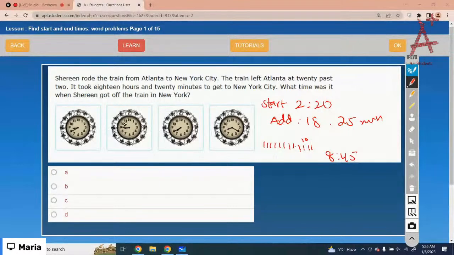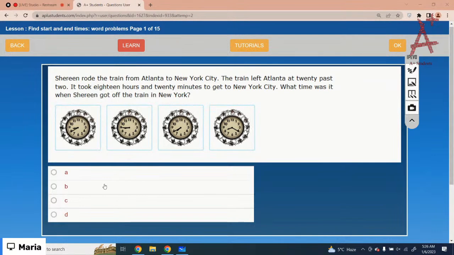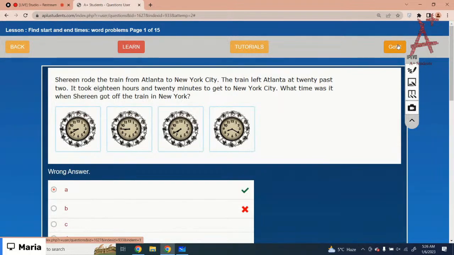Let's see which is the option. That is option number B. Got it? So just select the correct option, then click on the OK button. Option B is the correct option. A is the correct one.